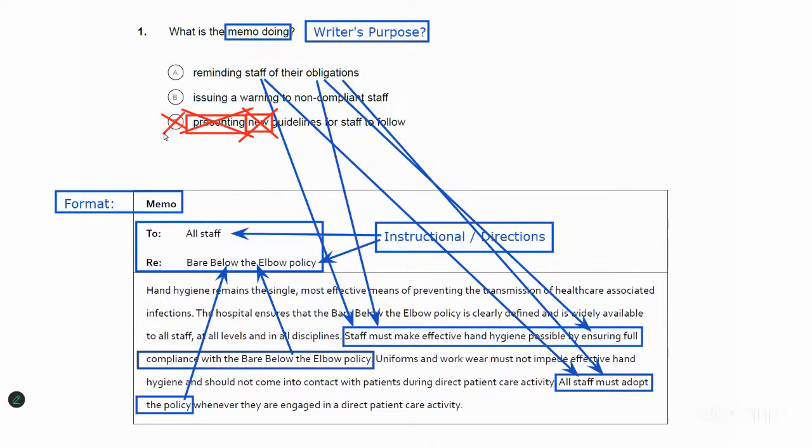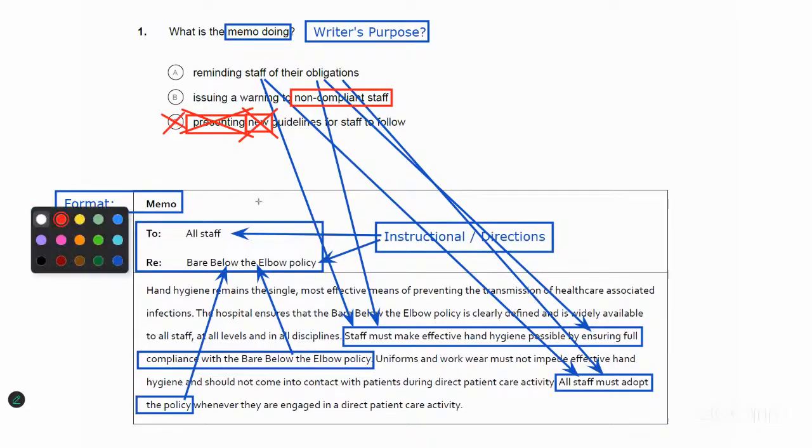Issuing a warning to non-compliant staff. Is this talking to non-compliant staff? No, it is all staff. It is compliant staff plus non-compliant staff. It is all staff. Here it is talking only about non-compliant staff. No, they are not sending it to non-compliant staff only. They are sending it to all the staff, whether they are compliant or non-compliant. So it is all staff. So you see here, it is to all the staff.